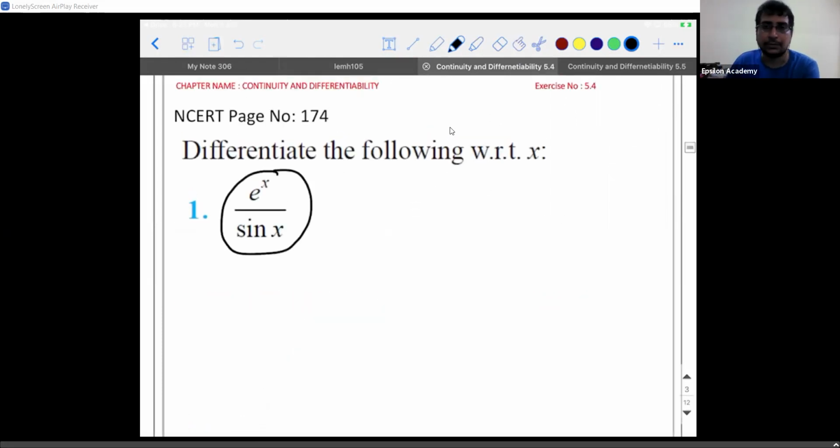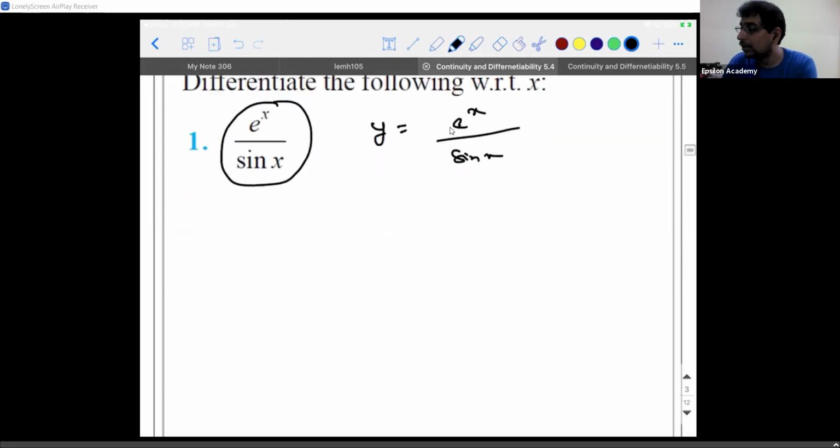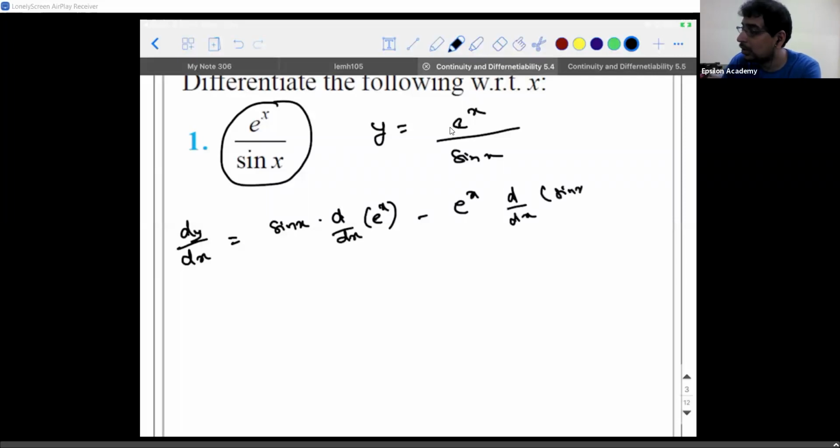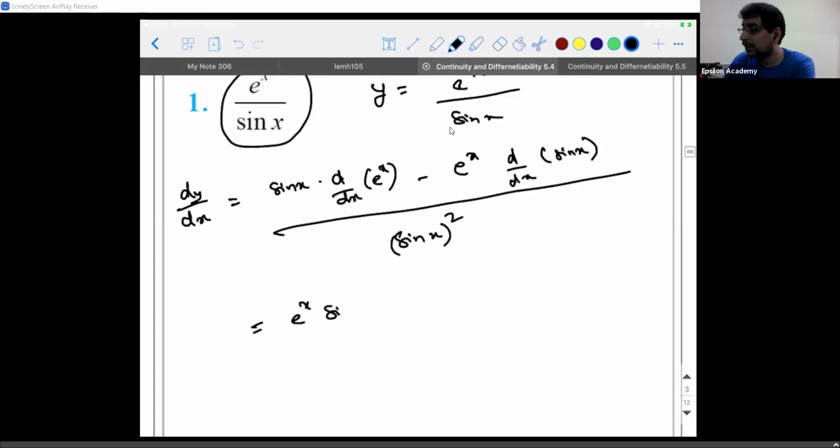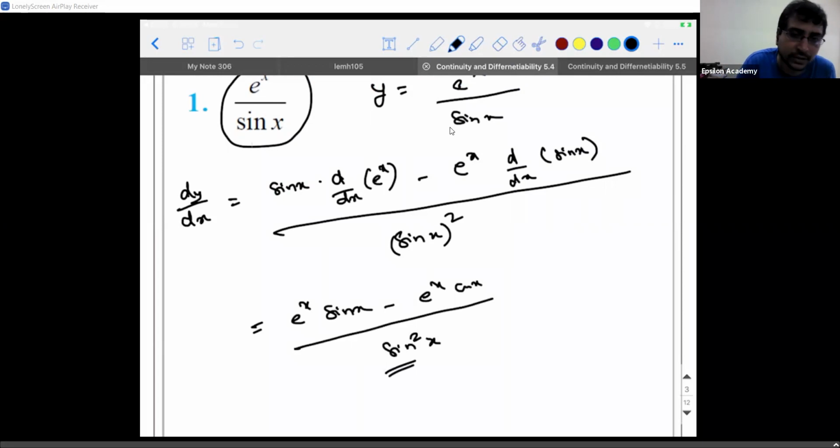Next, let's take this function. Guys, if there is any doubt, please stop me. e power x divided by sin x. So dy by dx is what? Apply u by v. sin x into the derivative of e power x minus e power x into the derivative of sin x, the whole divided by sin x the whole square. So e power x into sin x minus e power x into cos x, the whole over sin square x.